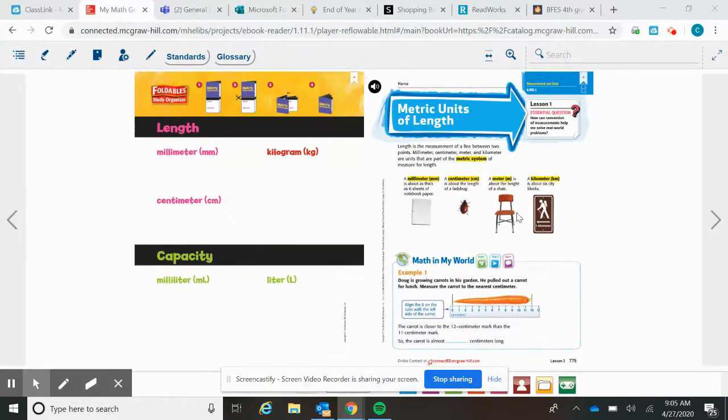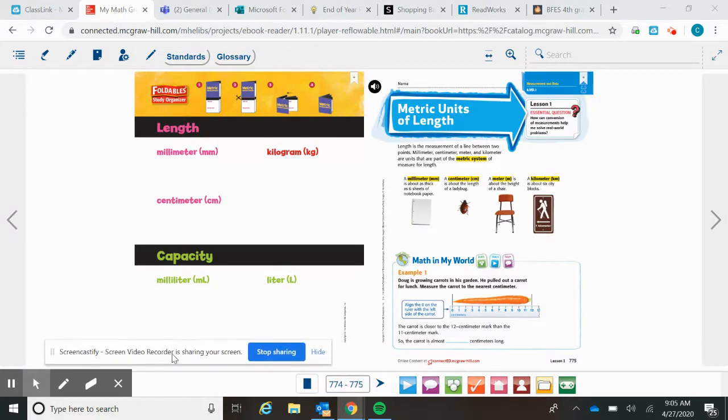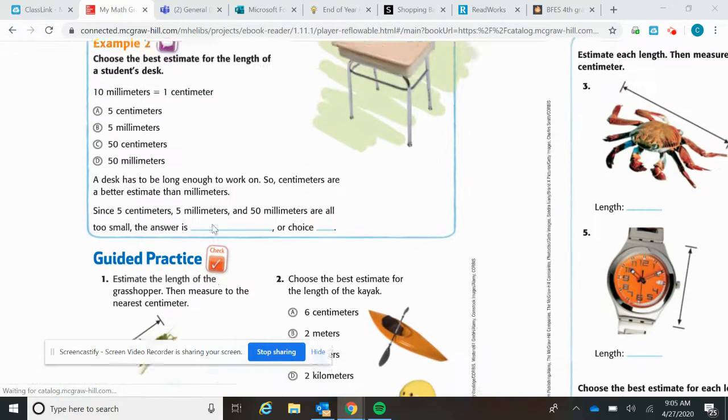Okay, let's move on. Gotta give it a second because, like I said, I'm having some technical difficulties today. My computer or my Wi-Fi is not liking me. Okay, yay, it worked. All right.